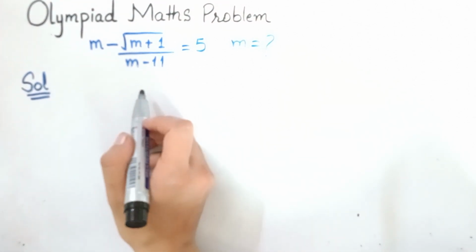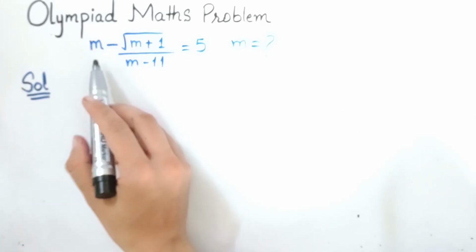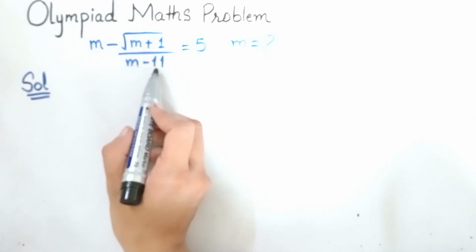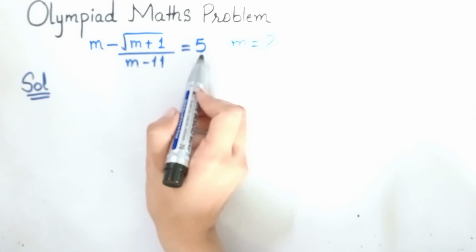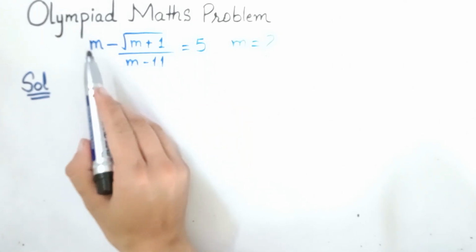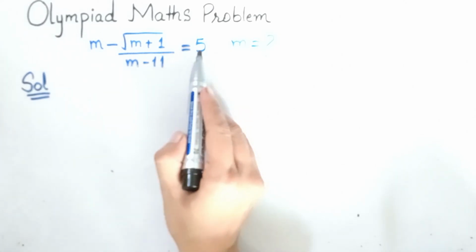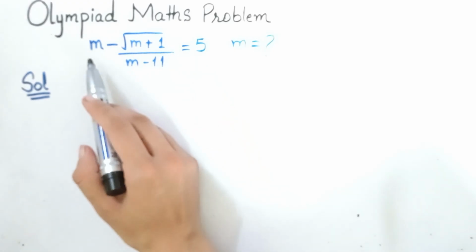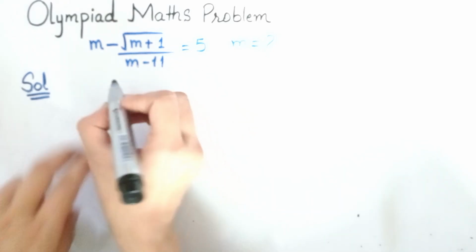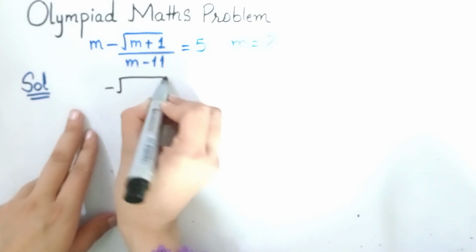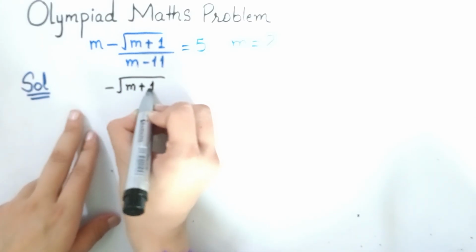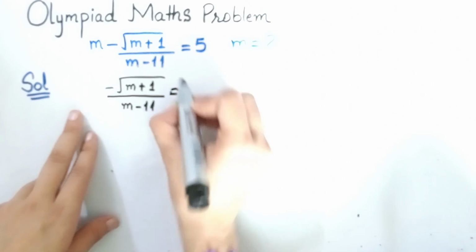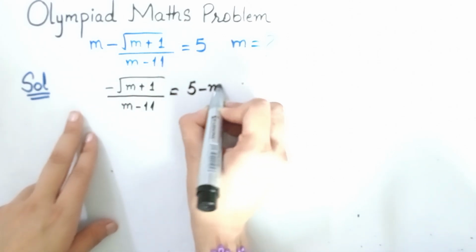Today in this video we will solve an Olympiad math problem: m minus root of (m plus 1) divided by (m minus 11) equals 5. First of all, we will move this m to the right side. Here it is added, so it will be subtracted. So we get minus root of (m plus 1) divided by (m minus 11) equals 5 minus m.